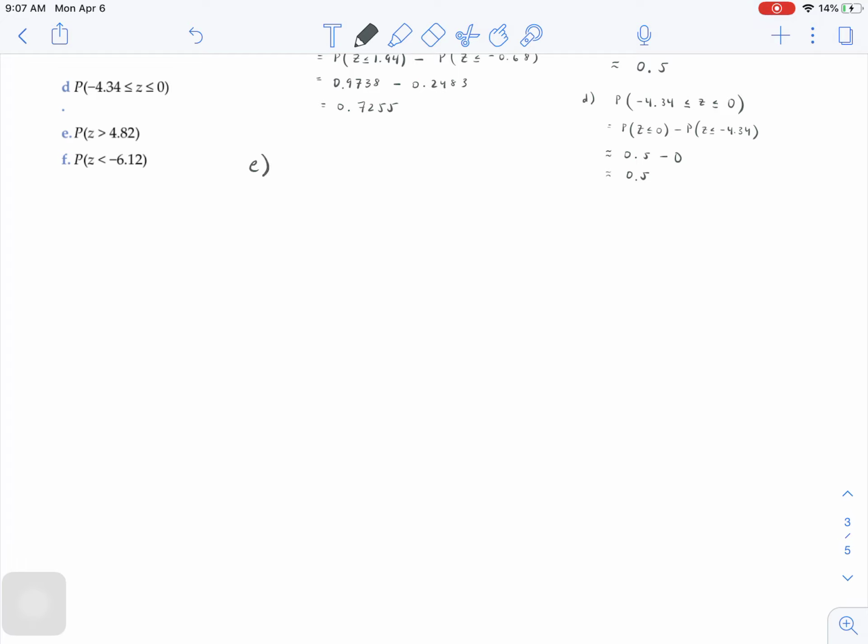Part E, we want the probability that z is greater than 4.82. So greater than 4.82, that means I want the area to the right of 4.82. Remember that the table only gives us the area to the left. So this is equal to 1 minus the opposite of being greater than 4.82. So this is 1 minus the probability that z is less than or equal to 4.82.